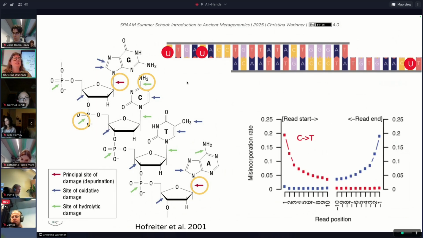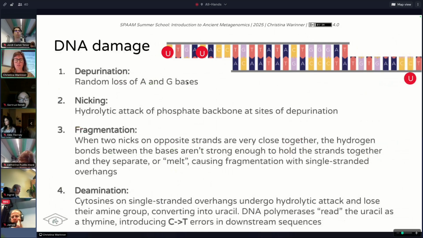A lot of polymerases, though, don't recognize uracil, but misinterpret it as a thymine. And so this is why when we look at ancient DNA, if we look at the patterns of misincorporation, or unanticipated bases at the edges of reads, we often see this increase in the number of thymines on the read termini, and that's because of the excess of uracils that have formed on these single-stranded overhangs.